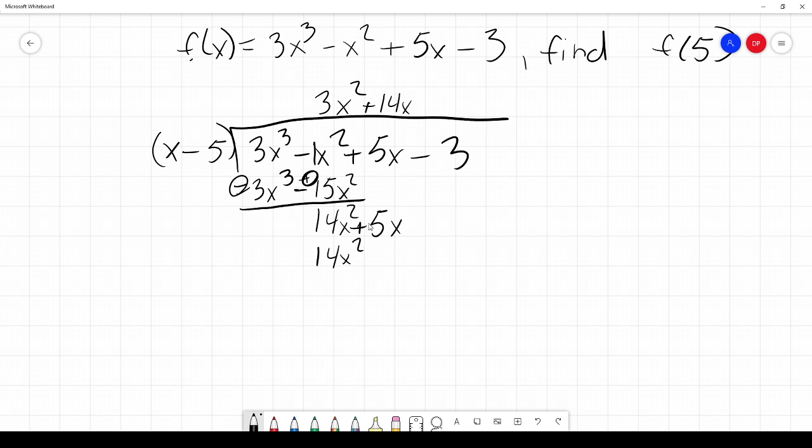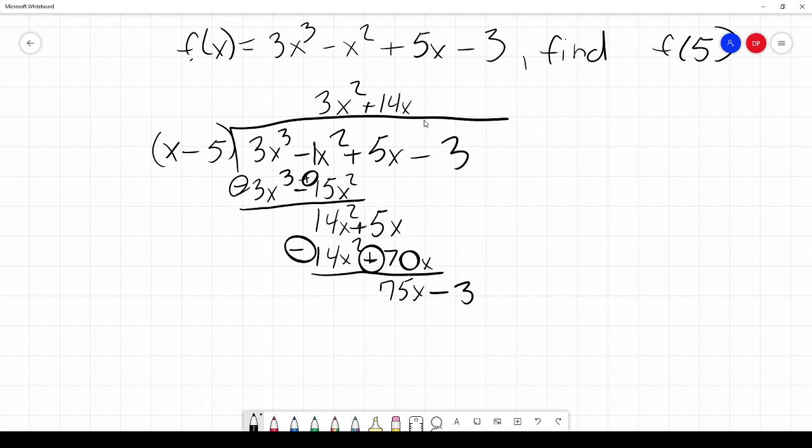So 14x squared. And then we have negative 5 times 14. So that's going to be, I believe, negative 70x. And we are subtracting it, remember? So this is going to actually change this to a plus 70x. So 5x plus 70x is 75x. Of course, 14 minus 14 is going to be 0 here. And we bring down our minus 3.